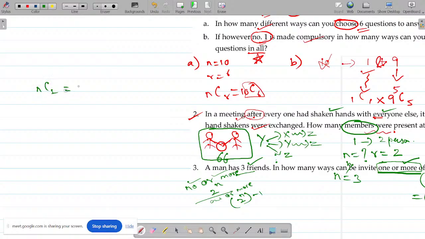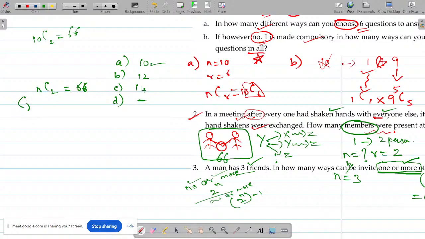nC2 is equal to 66. Options will be given in the exam, A, B, C, D. It may be given 10, it may be given 12, it may be given 14, it may be given none of these. You can just directly try substituting. You can try substituting 10C2 and check whether it's 66. But already you know the answer. This is 12.